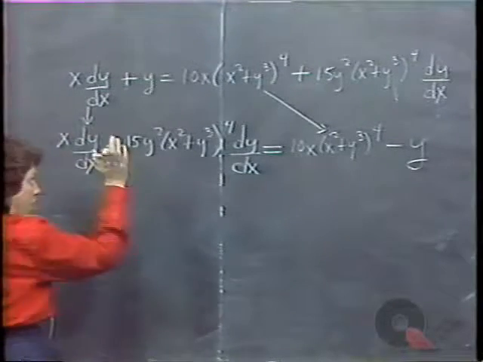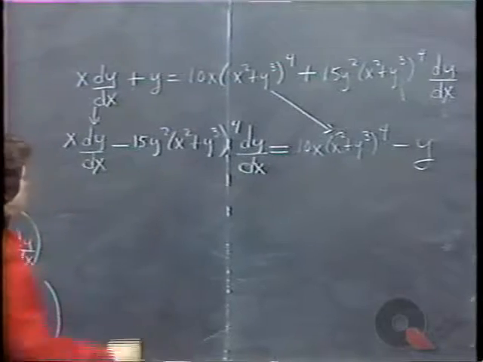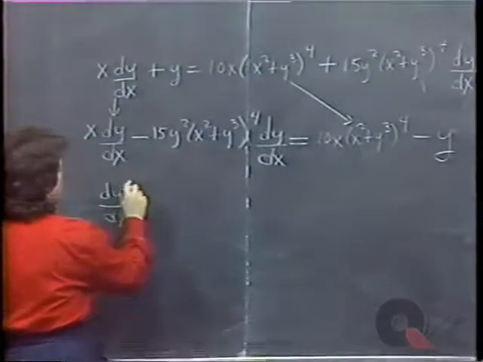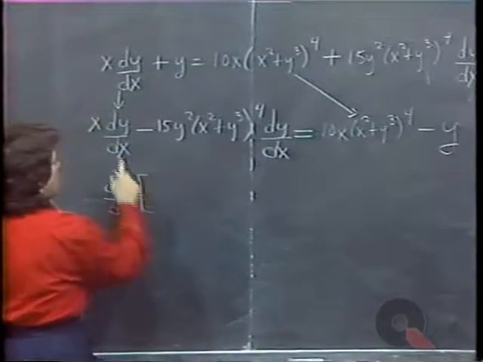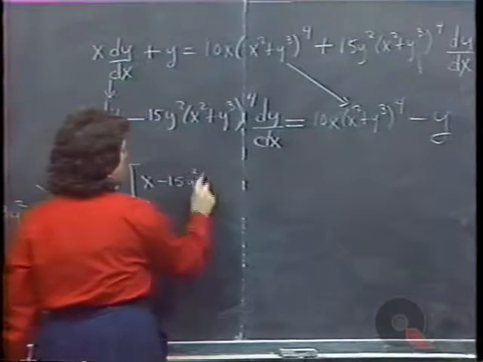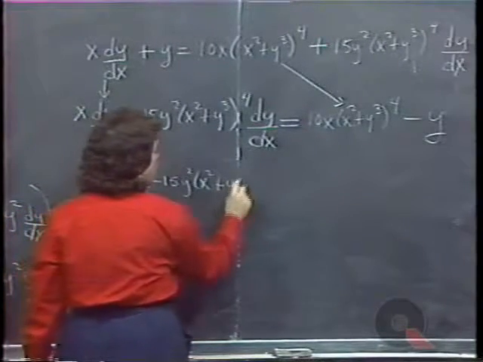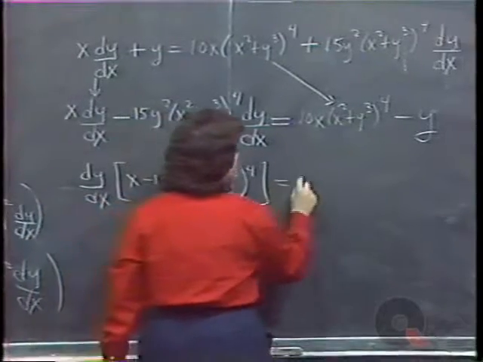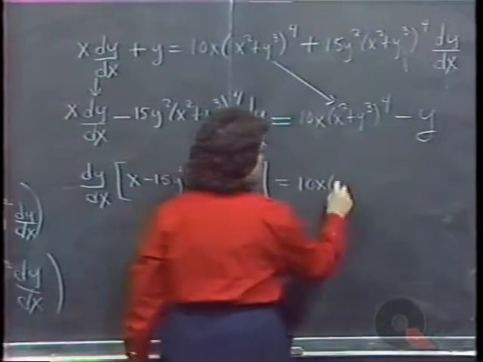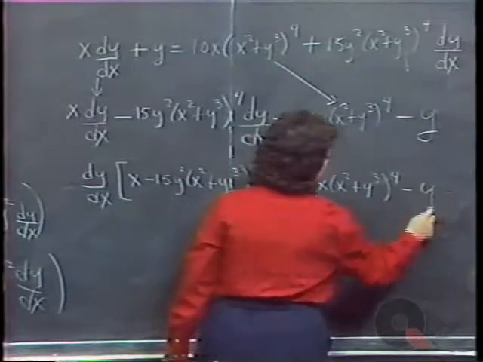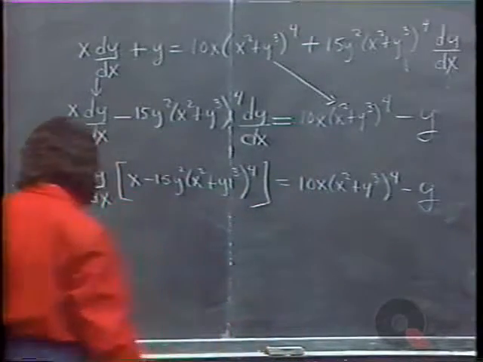Okay, so the terms with dy/dx are now on the left side. Factor dy/dx out from those two terms. dy/dx times (x minus 15y squared times (x squared plus y cubed) to the 4th) equals 10x times (x squared plus y cubed) to the 4th minus y.